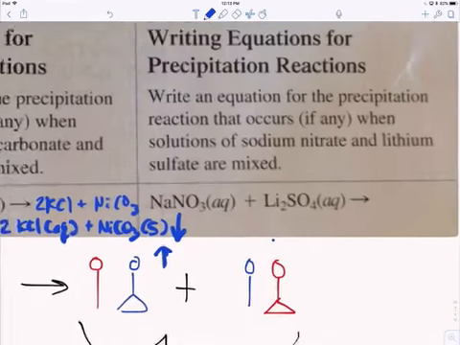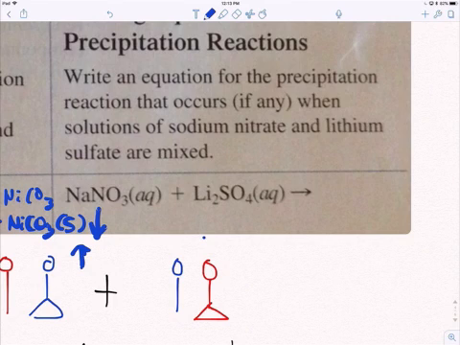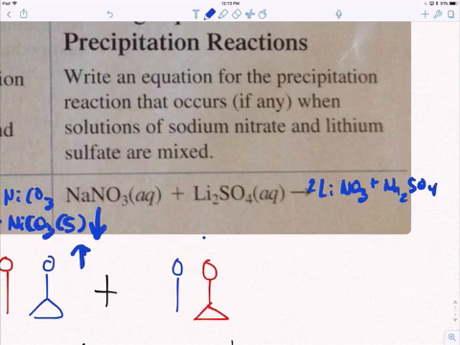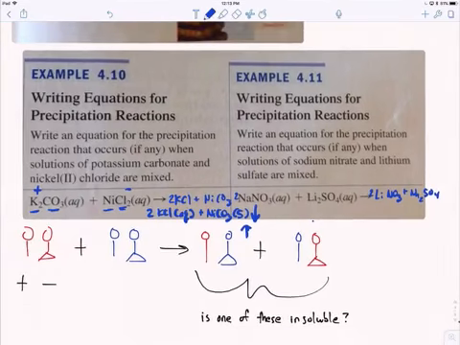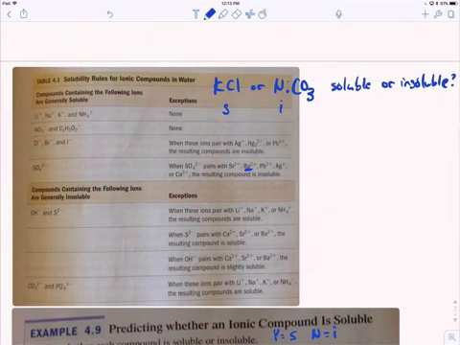Okay, and the next one, we have sodium nitrate and lithium sulfate. From this, we're going to form lithium nitrate, 2 of them, plus Na2SO4, like that. So we look at lithium nitrate and sodium sulfate.